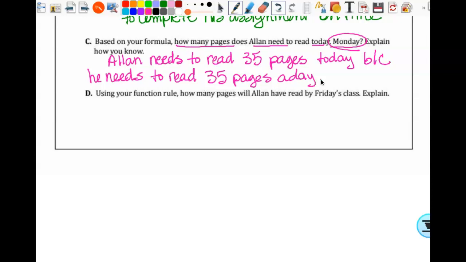All right, so now let's look at this last part. Using your function rule, okay, because we wrote a rule up there, how many pages will Alan have to read by Friday's class? And explain. Okay, so by Friday, think about that would be a sub what? Just think to yourself, see if you can figure it out for all this, and then we'll talk about it. Hey, Seuss, you with us?